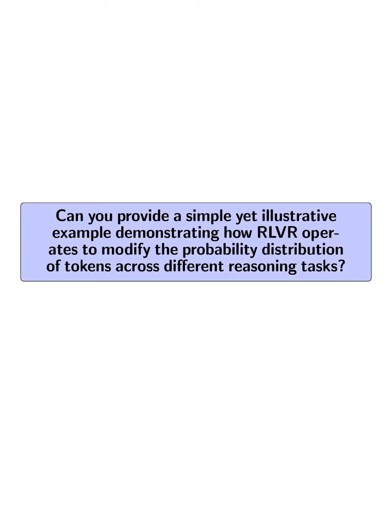Can you provide a simple yet illustrative example demonstrating how RLVR operates to modify the probability distribution of tokens across different reasoning tasks?